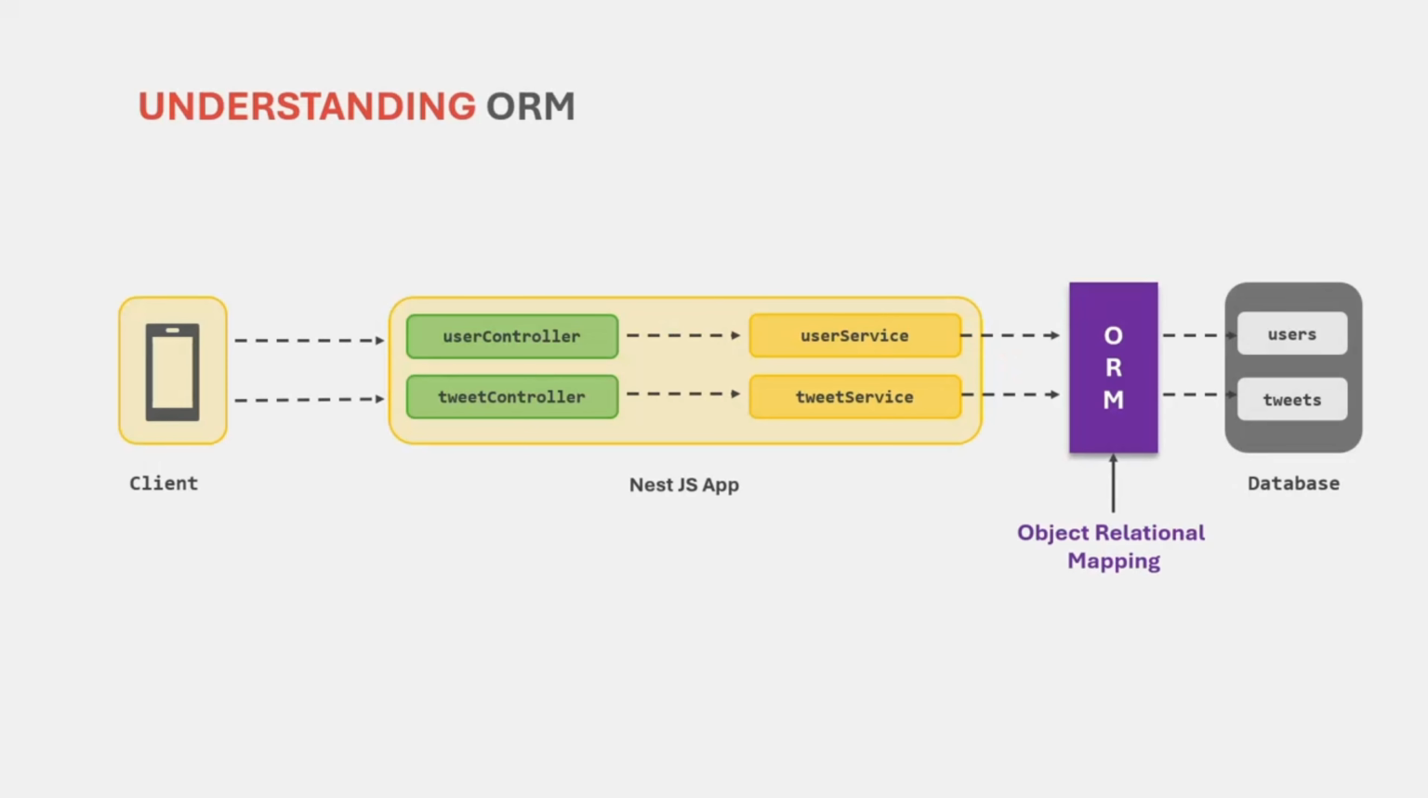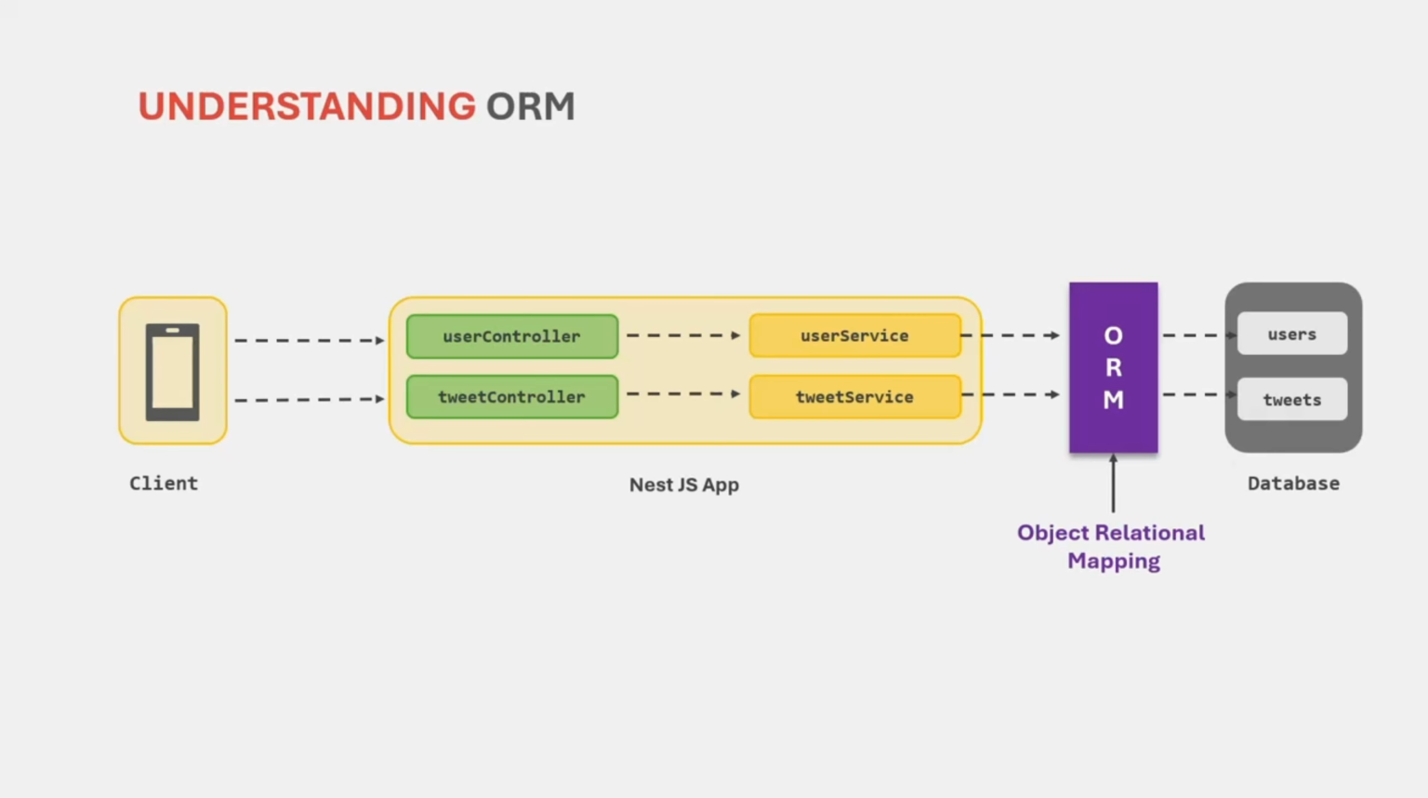So as we learned in the last lecture, the service which we create in NestJS application does not communicate with the database directly. Between the service and the database, we have an extra layer called ORM. This ORM takes requests from the service and performs the required operation on the database. And again, in this course, we are going to use TypeORM as well as Mongoose.